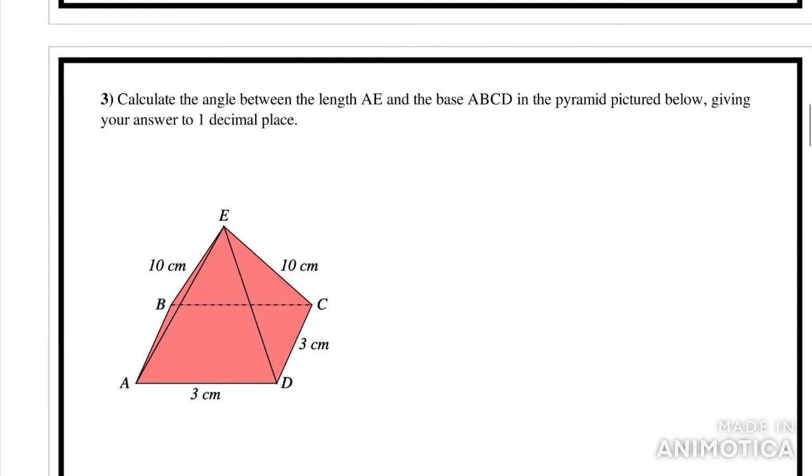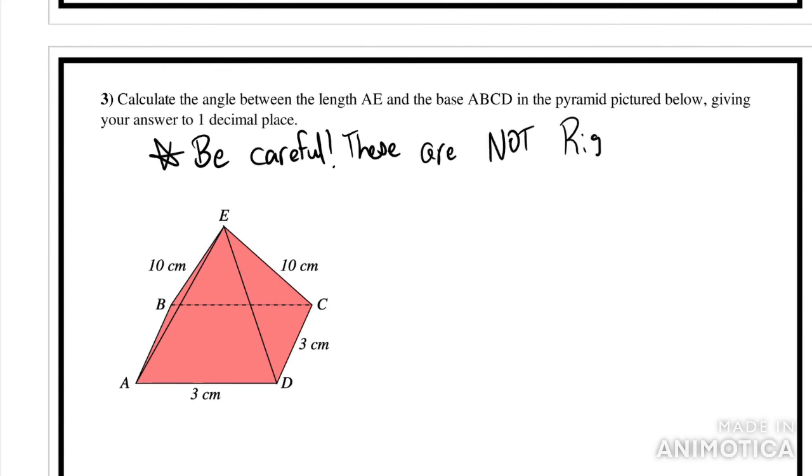All right, the last type is these sort of pyramid problems. And one of the things right away, be careful. These are not right triangles. So notice how none of the angles on any of the faces are right angle triangles. So I cannot use sine, cosine, and tangent as they are. So I need to think of creative ways to figure this out.